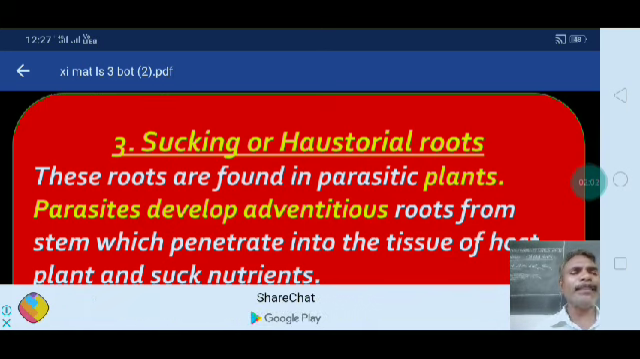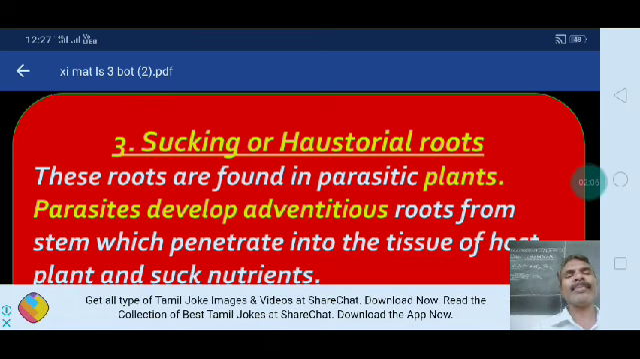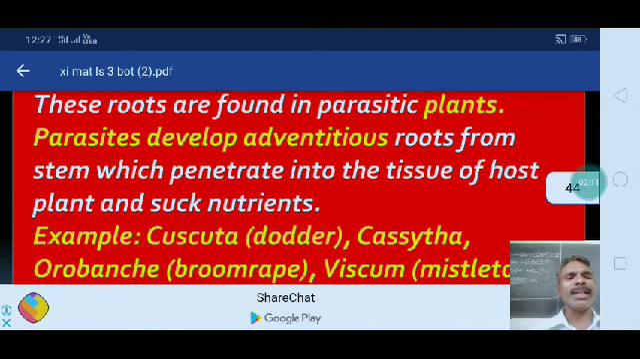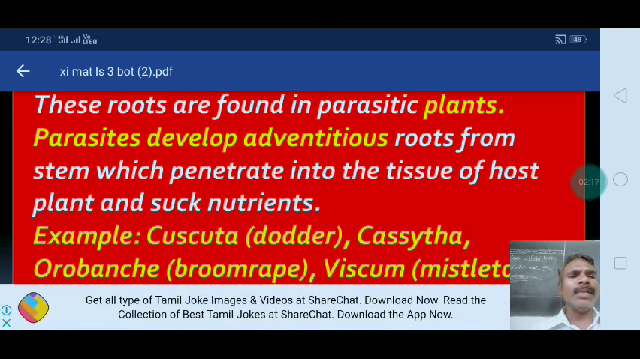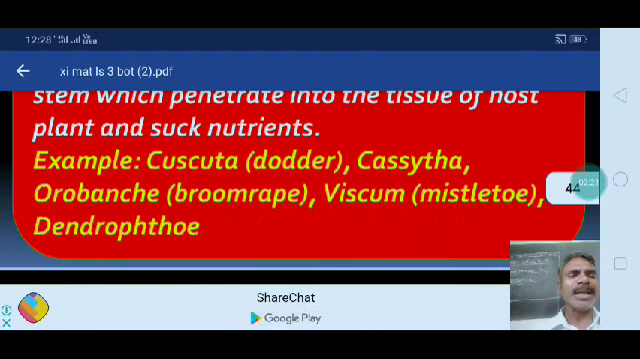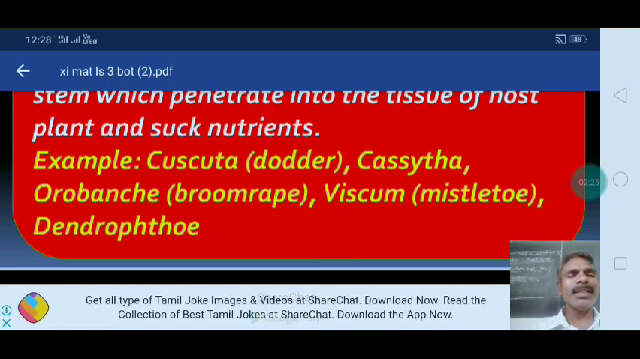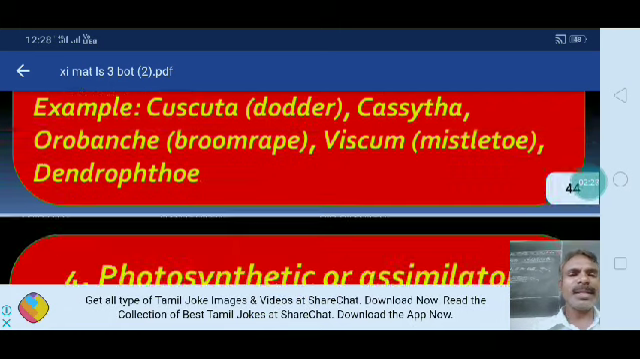These roots are found in parasitic plants. Parasites develop adventitious roots from the stem, which penetrate into the tissue of the host plant and suck the nutrients. Examples: Cuscuta, dodder plants, Cassytha, Orobanche, Balanophora, Viscum, Dendrophthoe. These come under parasitic plants, either partial parasites or full parasites.